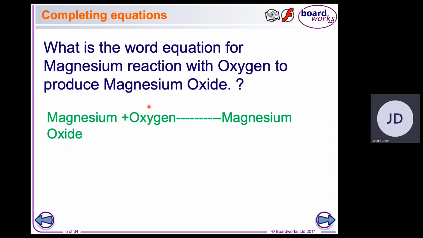So here we will simply have the name of magnesium plus oxygen giving us magnesium oxide. That is word equation. It's as simple as that. You cannot miss a two marker question like this. You just put the names. You only need to know the names of the elements involved and the product that will be produced.